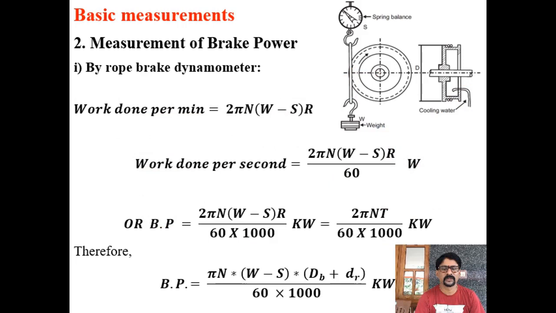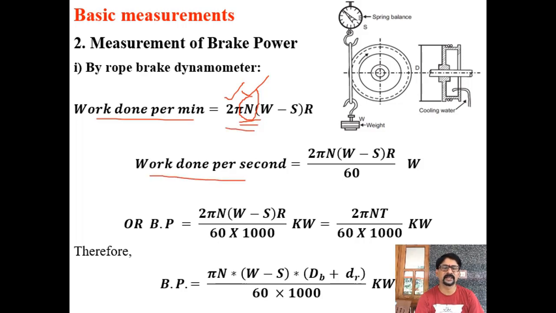In the previous slide we calculated work done per cycle. Now if you want to calculate the work done per minute, the work done per cycle should be multiplied by the number of cycles per minute. That is nothing but the revolutions or speed of the engine, so you multiply by n to get the work done per minute. In the previous slide we had W minus S into R, that is torque, into 2 pi, that is the angle turned in radians. Now you multiply it by n to get work done per minute, because it is work done per revolution into number of revolutions per minute. The revolution gets cancelled, and we get work done per minute.